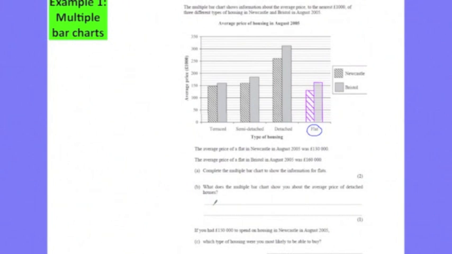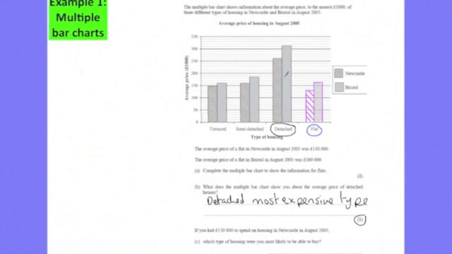We're asked, what does the multiple bar chart show you about the average price of detached houses? So we're looking here at detached houses. 1 mark is available. There's 2 things that you could say to get this mark. First off, we can see that the price of detached houses is much more than terrace, semi-detached and flats. So the detached are the most expensive type of housing. That's because the bars are higher than all the other 3 different types of housing.